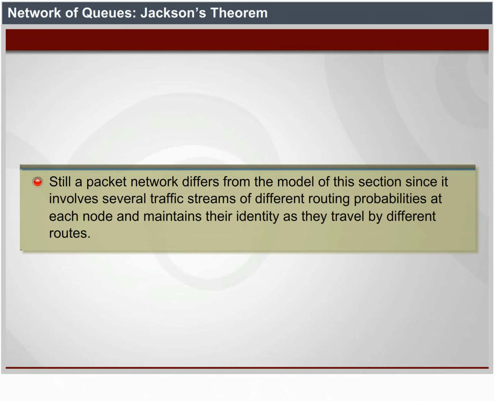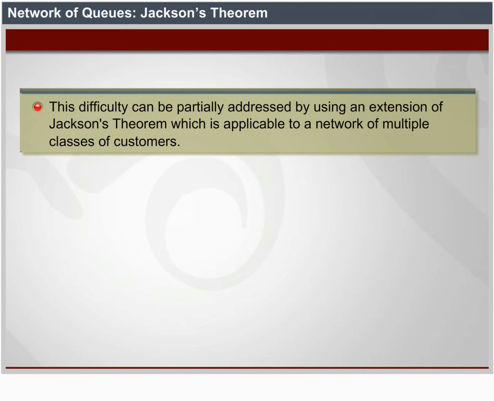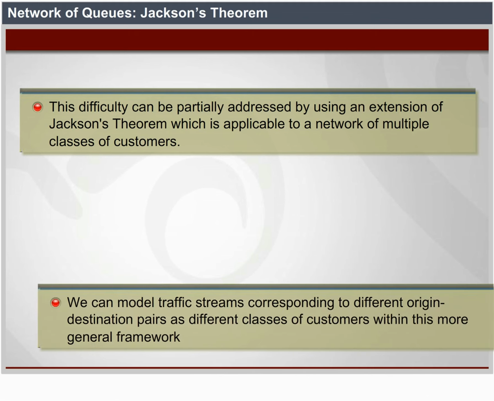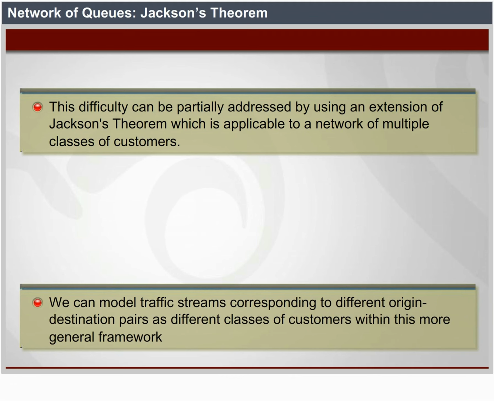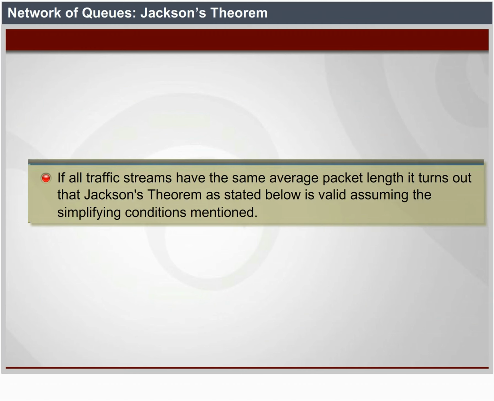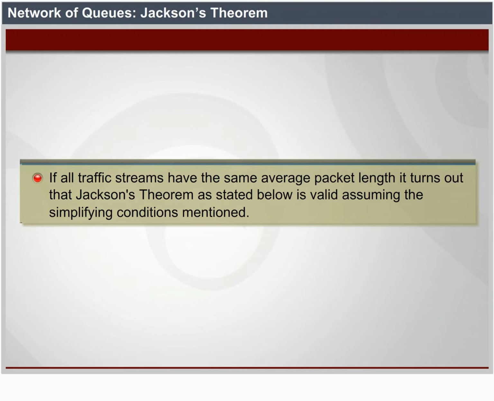This difficulty can be partially addressed by using an extension of Jackson's theorem that applies to a network with multiple classes of customers. Within this more general framework, we can model traffic streams corresponding to different origin-destination pairs as different classes of customers. If all traffic streams have the same average packet length, it turns out that Jackson's theorem, as stated below, is valid assuming the simplifying conditions mentioned.